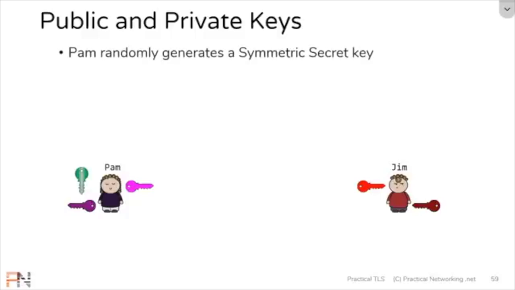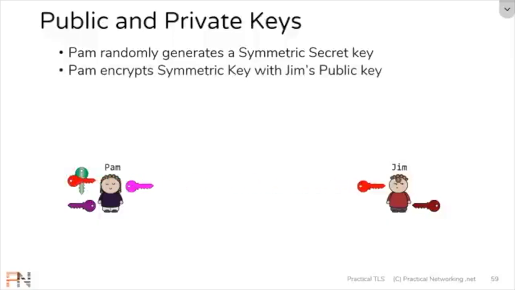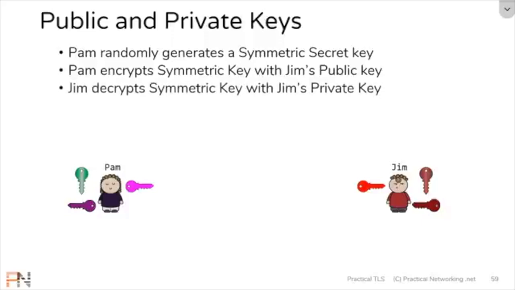Pam is going to randomly generate a symmetric secret key. This key is just a string of ones and zeros, and Pam will generate them randomly. Pam will then take Jim's public key and encrypt that symmetric key. The only key in the world that can decrypt this back to the original symmetric secret key is Jim's private key, which only Jim has, which means Pam is safe to send that across the wire. Jim will then take his private key to decrypt the content of that message to extract the original symmetric secret key, and now both parties have established a symmetric key that is identical in a secure way.